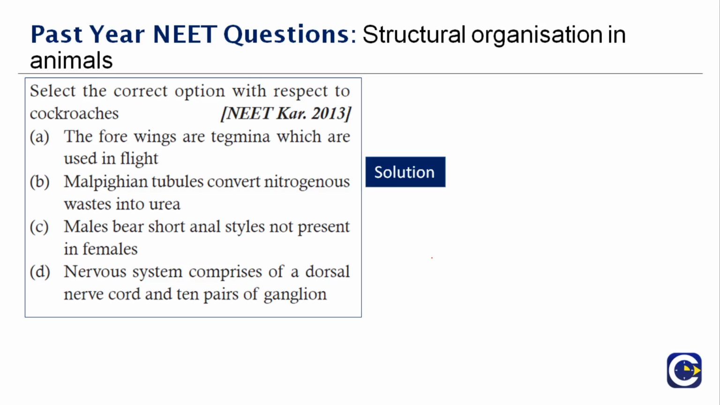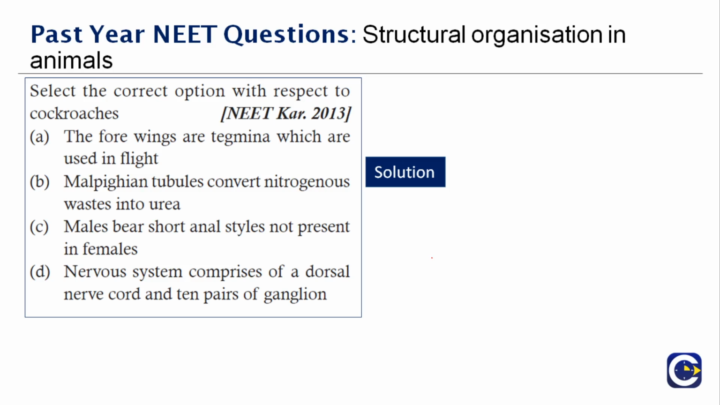I think we are continuously seeing cockroach questions. Okay, we'll analyze one by one. The forewings are tegmina, which are used in flight. No, that is wrong. Malpighian tubules convert the nitrogenous waste. No, just now we discussed it, where we did not see Malpighian tubules, but in fact it was hemolymph. Therefore, B is also not the right answer. Males bear short anal styles, not present in females. So that is the right one.